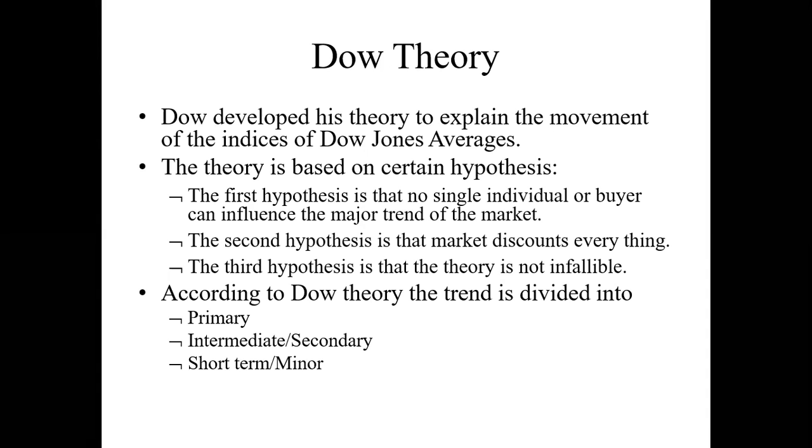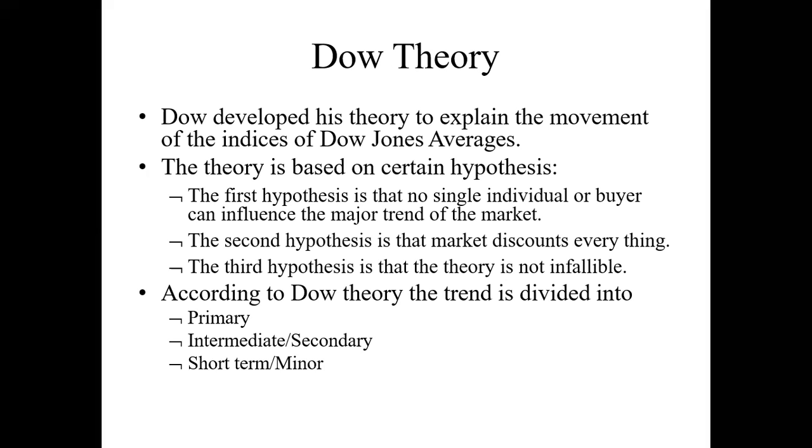Now in technical analysis, let's study the Dow Jones theory. Dow developed his theory to explain the movement of the indices of the Dow Jones average. The theory is based on certain hypotheses. He formed three hypotheses. The first hypothesis is that no single individual or buyer can influence the major trend of the market. An individual might buy more or sell less, but will not affect the market condition. It is the bulk which changes the market. So that was his first hypothesis.